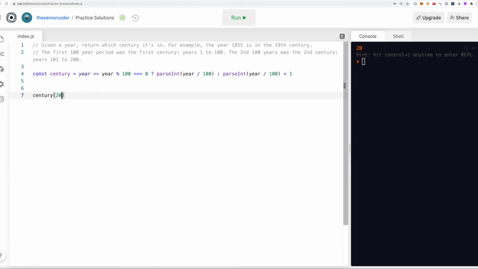The year 2000 is still in the 20th century. If we went to 2001, that should be in the 21st century, and it is. So that function seems to work properly and dispels the notion that we entered the 21st century in the year 2000. We actually entered it in the year 2001. Thank you very much.